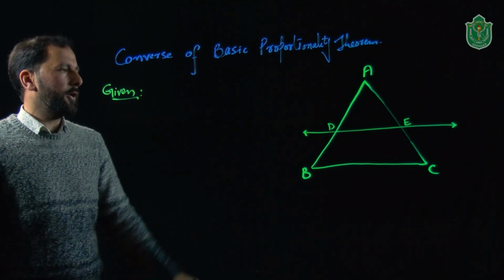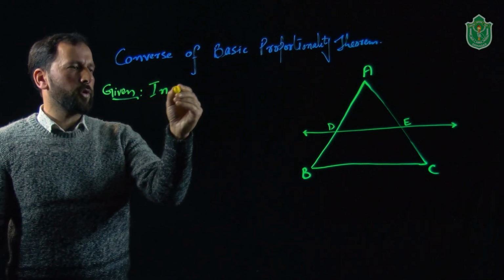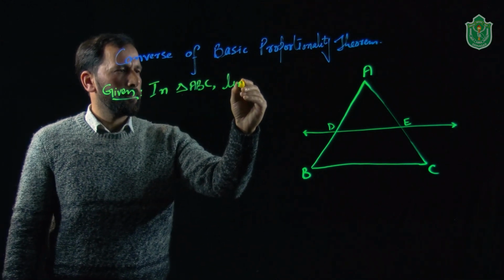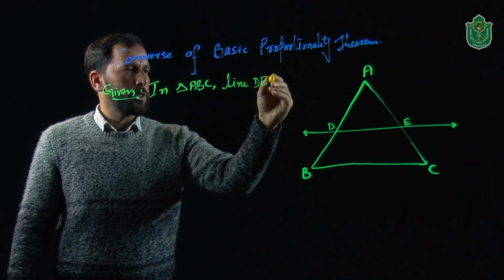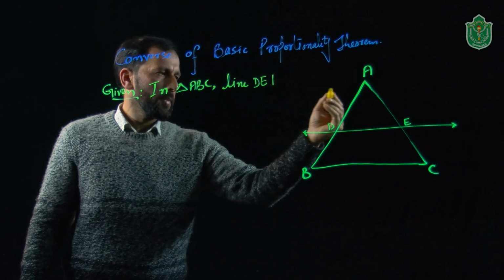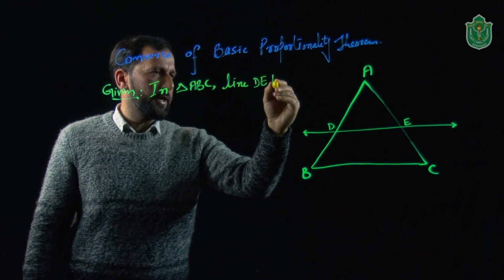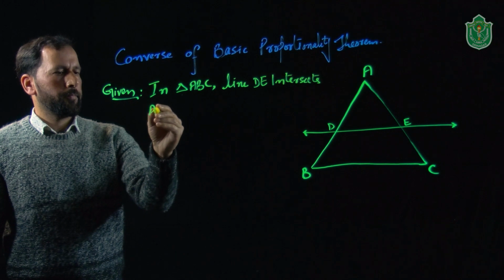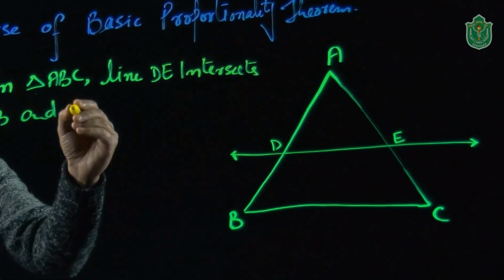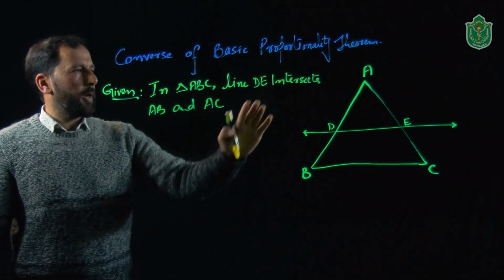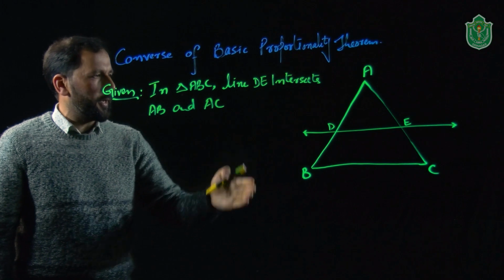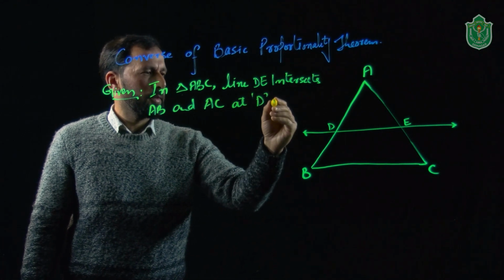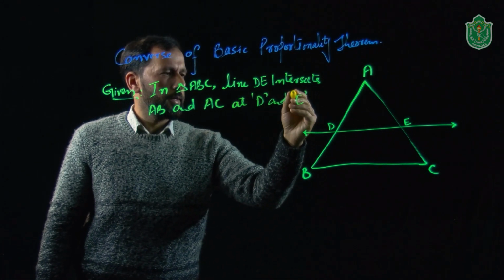First of all, given: in triangle ABC, line DE intersects AB and AC at D and E respectively.